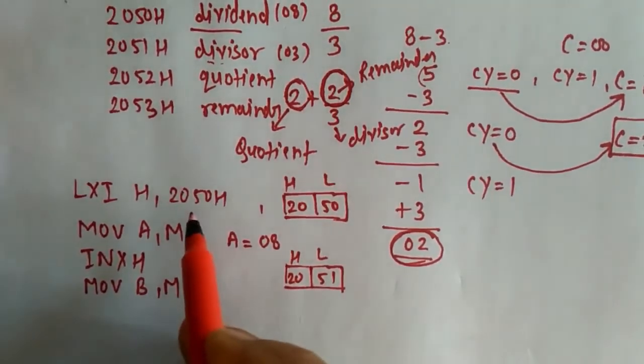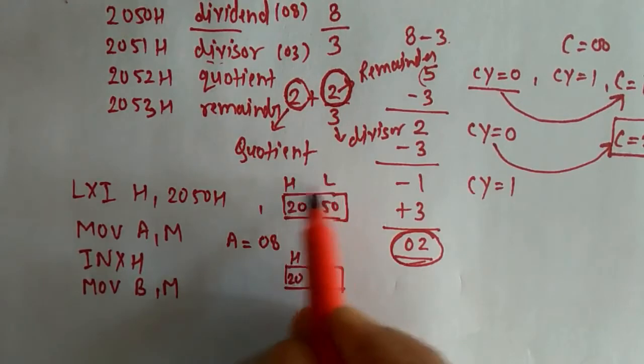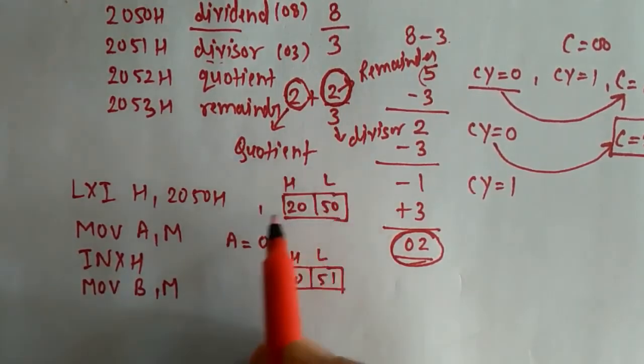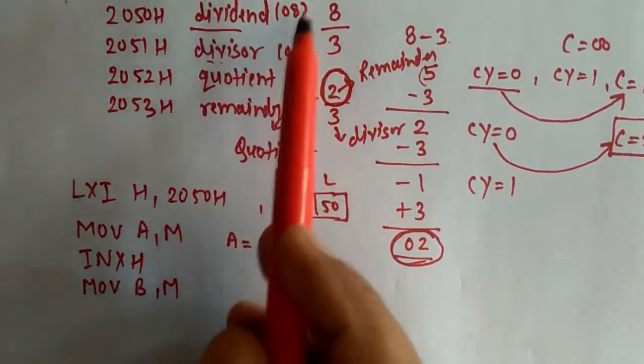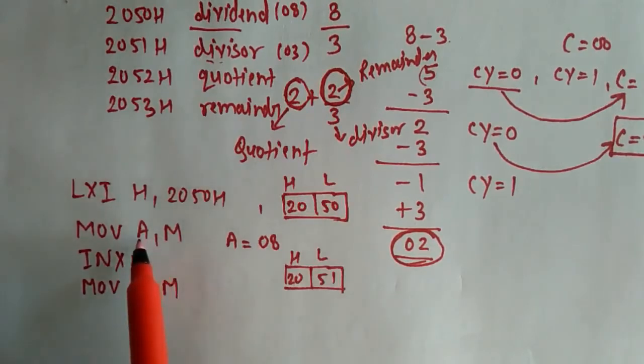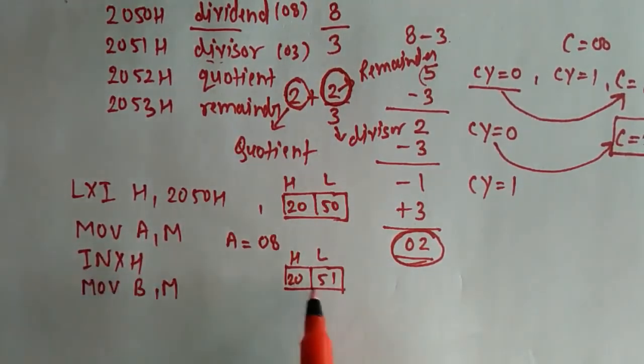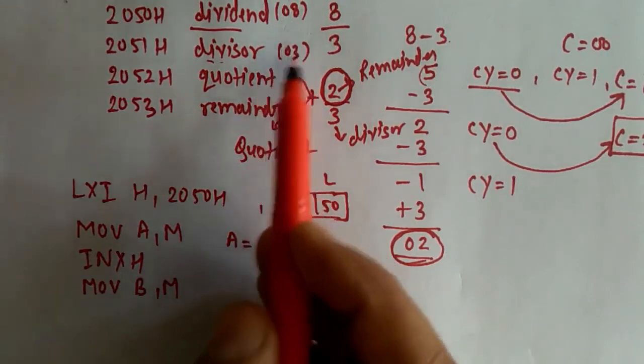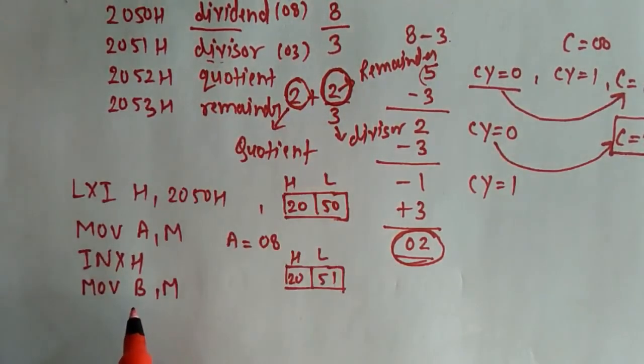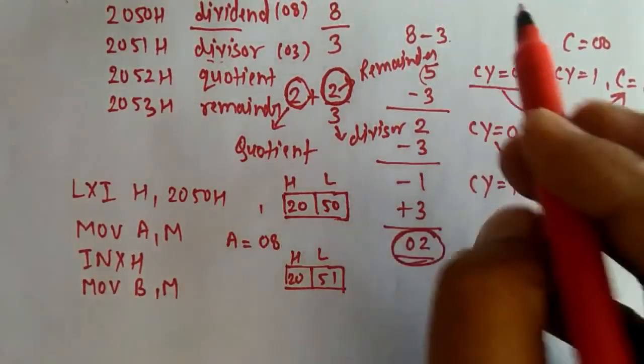So let's see, first of all you initialized HL with 2050, then you got the dividend 8 from that address into the accumulator. Then we increased HL again, this time HL will have 2051H, and the content of that address, that means 03, will be copied to register B. Okay, and in my example I told you what we are going to do.